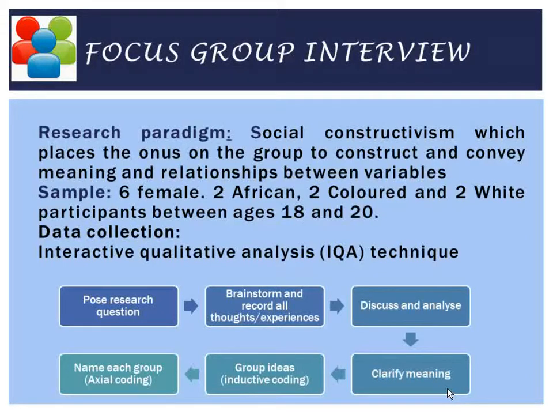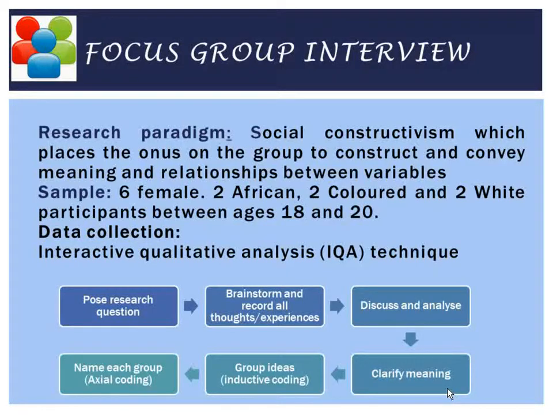So what I did was collect feedback from them, or I got them to fill out a feedback form, but I'm not going to present that information here. What I actually do want to present is the focus group interview that I conducted with them. So I used interactive qualitative analysis, or a part of it.